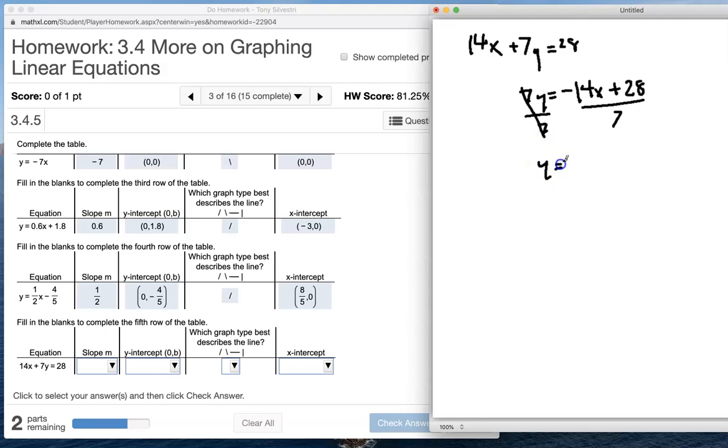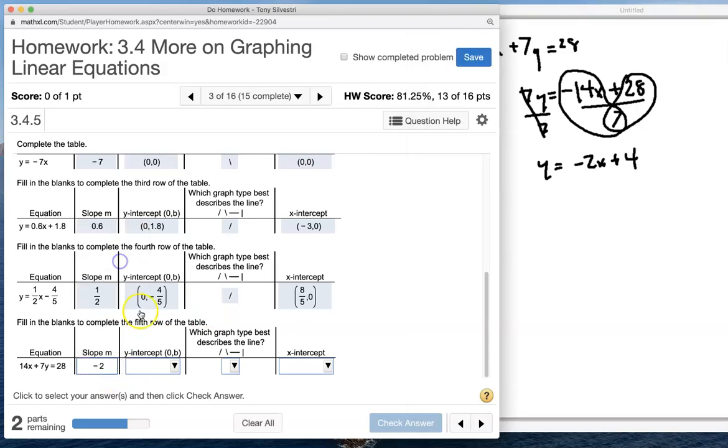Y equals. Now what you're going to do is take this fraction. Okay? -14x divided by 7 is -2x. 7 goes into 14 twice. And then you're going to say plus, and then that 7 distributes here. 28 over 7 is 4. So what do we do now? The slope is -2. The y-intercept is 0, 4. This is a negative slope.